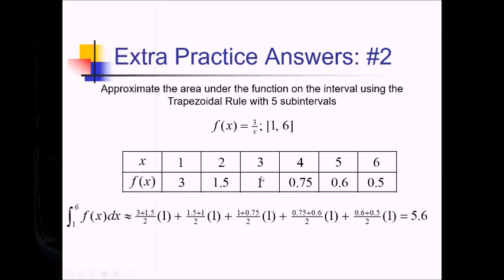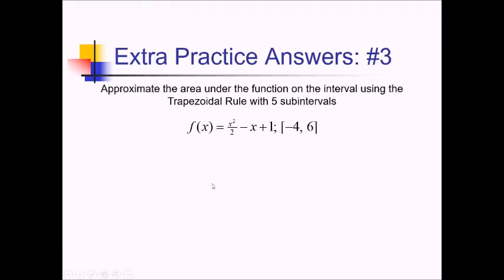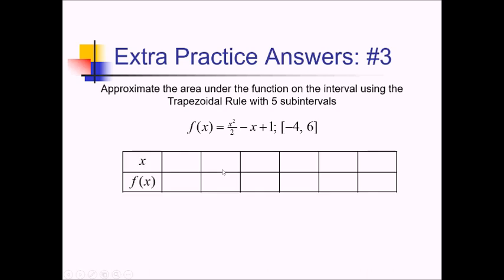5.6. There we are. On this problem, I want to find the area under this curve, or at least approximate it, with the trapezoidal rule. We have an interval from -4 to 6 with 5 subintervals. So let me set up a table and at least figure out what x values I'm using for this.